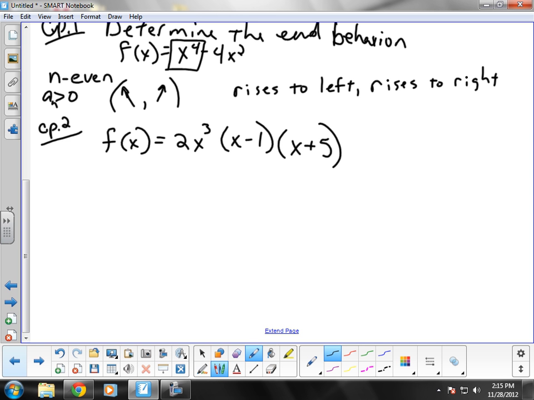One thing I could do is I could multiply it all out. Do I really want to do that though? No. What am I going to be doing? I'm going to be multiplying these together, right?